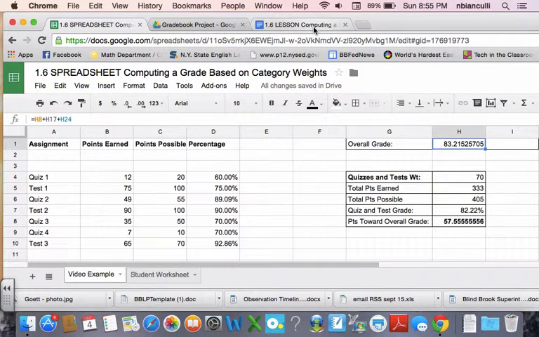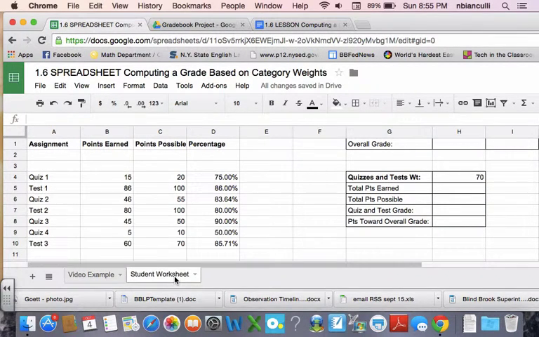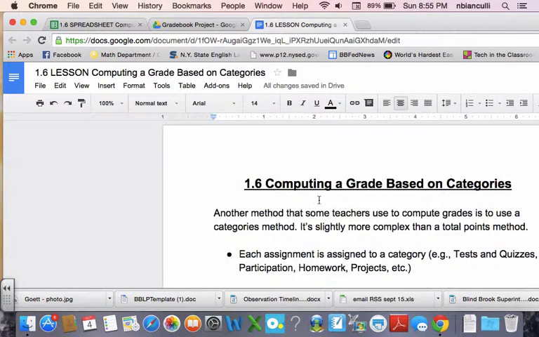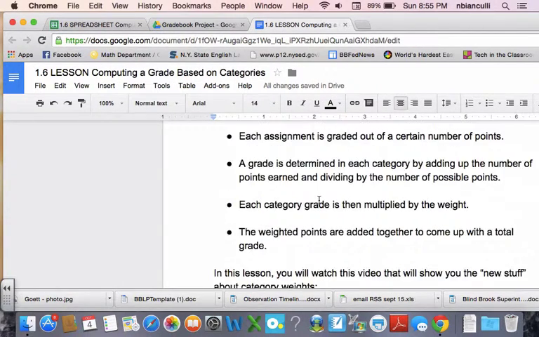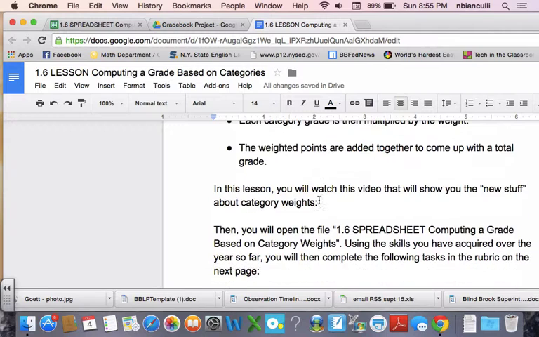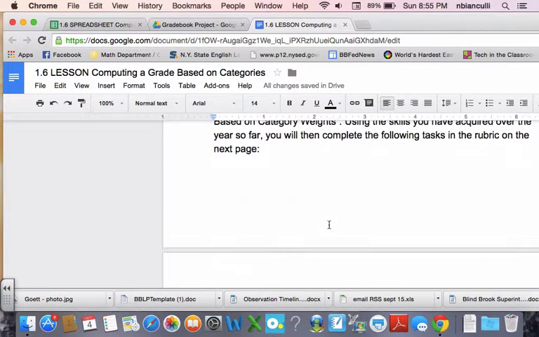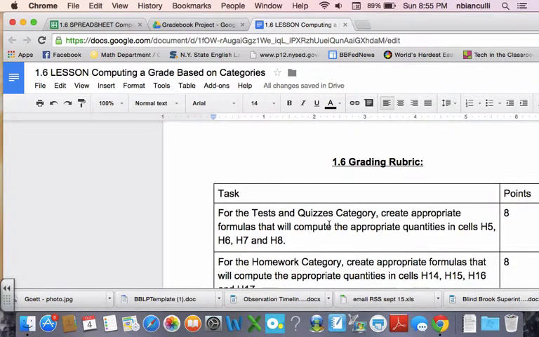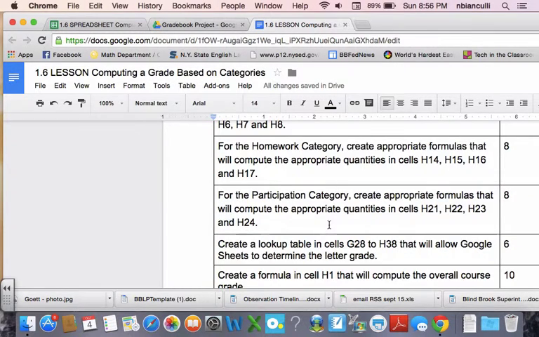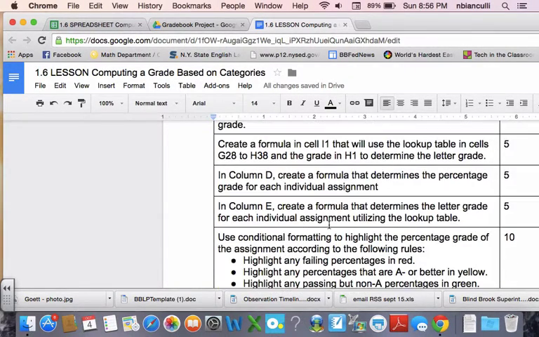So basically now, with that little overview of how to do a category weight question, you have a student worksheet with different grades, and you're going to be completing 1.6. You're going to be reading through. You're going to be watching the video, which I want to put the link up after I'm done recording it. There'll be a link right here. Okay? And you're going to go through the rubric and basically complete the tasks.